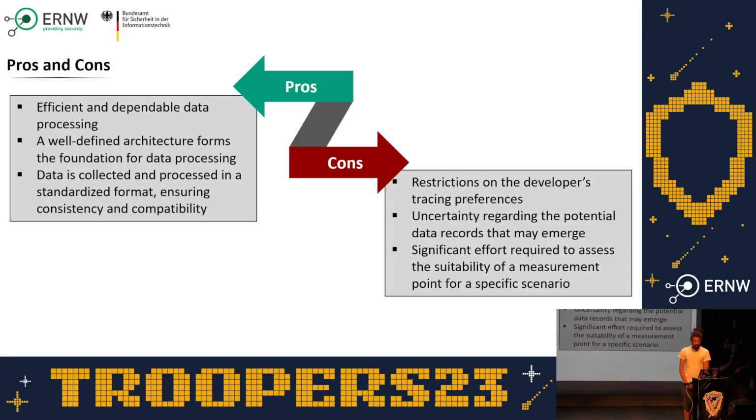So, what are the pros and cons of this approach? On the one hand, we have a well-designed ETW tracing architecture which we can use. It's quite fast. We have reliable data sets. It integrates well with third-party tools, and so on and so forth.